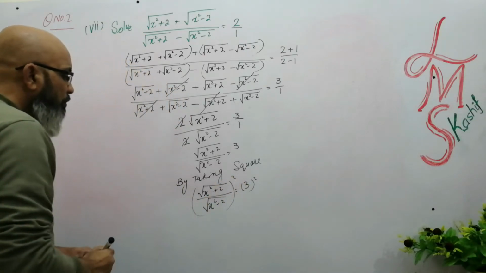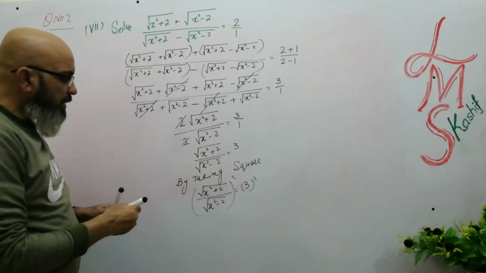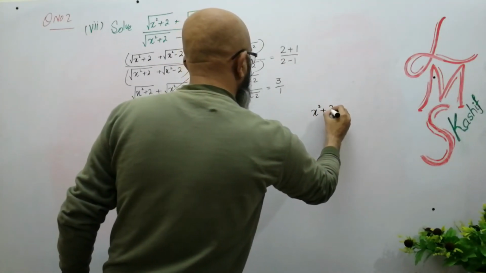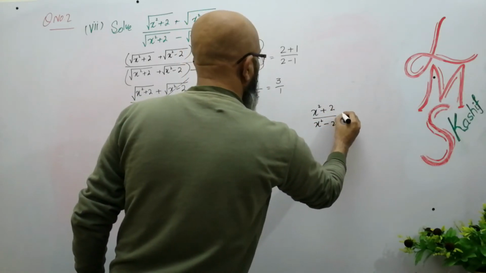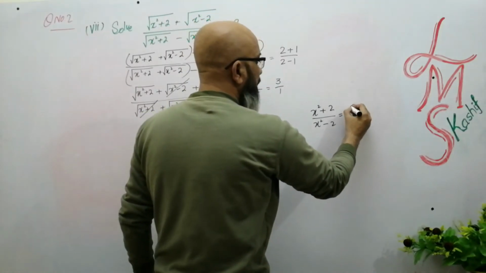So this square will remove both the square roots. So what we get now, x square plus 2 over x square minus 2 equals the square of 3. What is the square of 3? That is 9. 3 3s are 9.